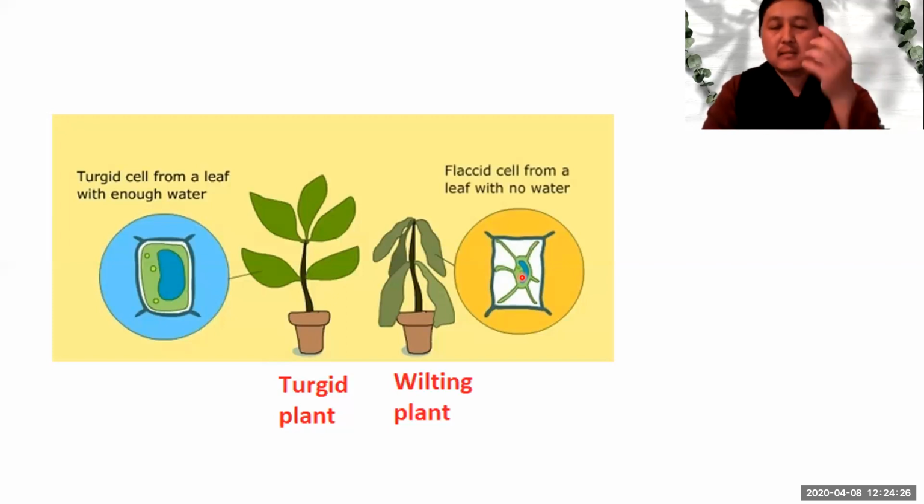In woody plants, a plant can stay upright because they have lignin in the cell wall, a lignified cell wall, and they can stay. But if you look at their leaves, the leaves also may wilt when the water is not enough.